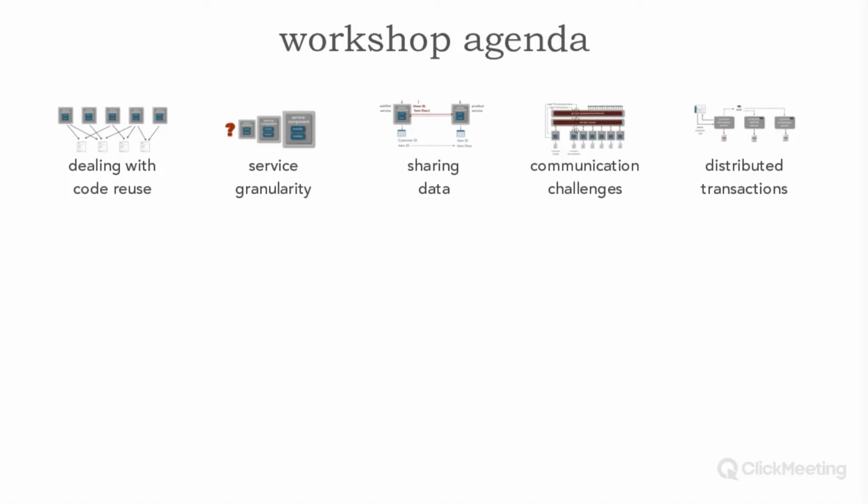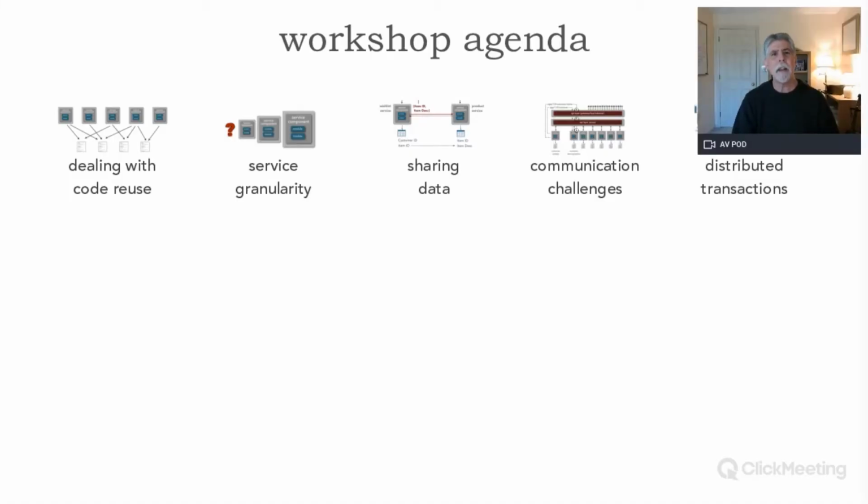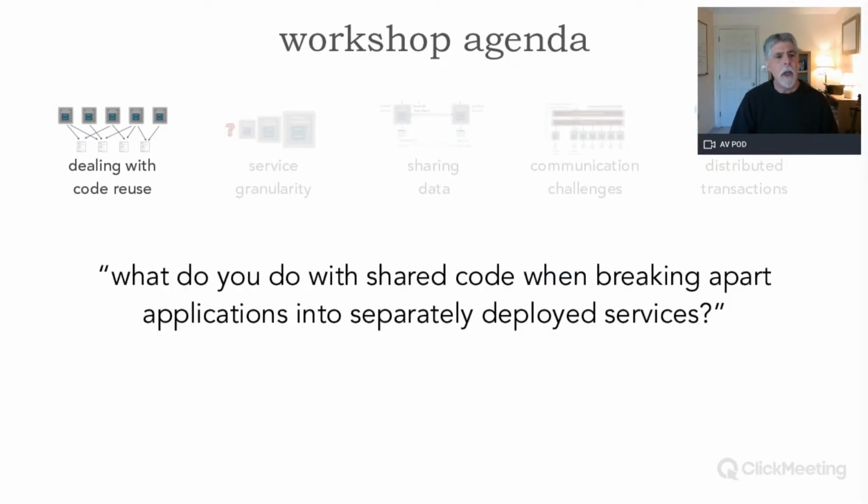This particular workshop is titled Microservices, the Hard Parts. And there are some hard parts in microservices. As a matter of fact, let me show you the stuff we'll cover. We're going to cover 5 main topics. The first is really about dealing with code reuse. In other words, this is going to answer the question, well, what do you do with shared code when breaking apart applications into separately deployed services?